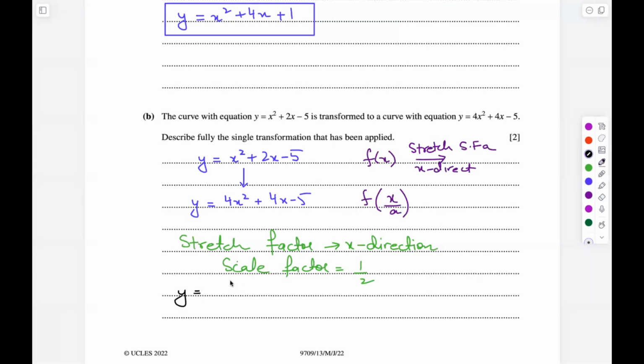So if we take the stretch factor as 1 upon 2, for the original equation y equals x squared plus 2x minus 5, in place of x, we'll write 2x. In place of x again, we'll write 2x, minus 5. So this will be equal to 4x squared plus 4x minus 5. So basically, this represents a single transformation, which is a stretch in the x direction, and the scale factor will be 1 upon 2.